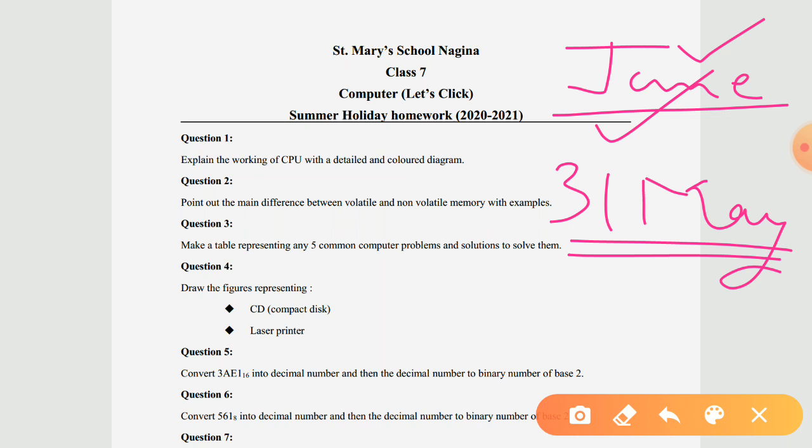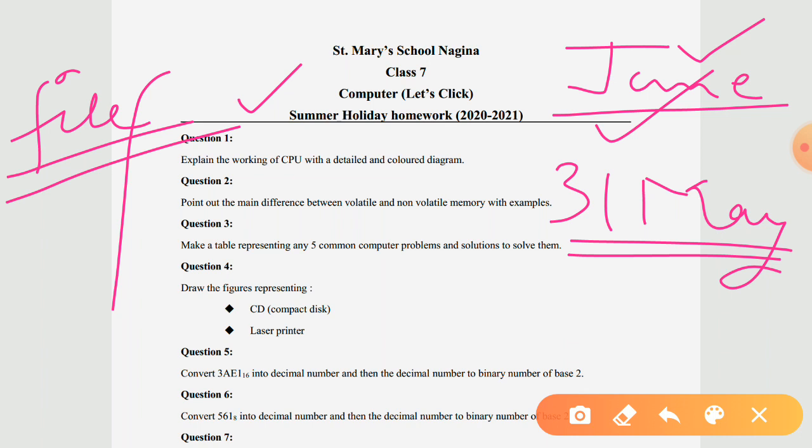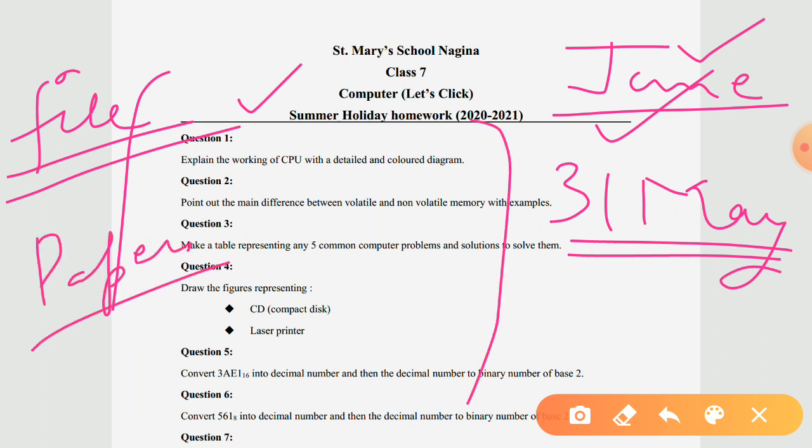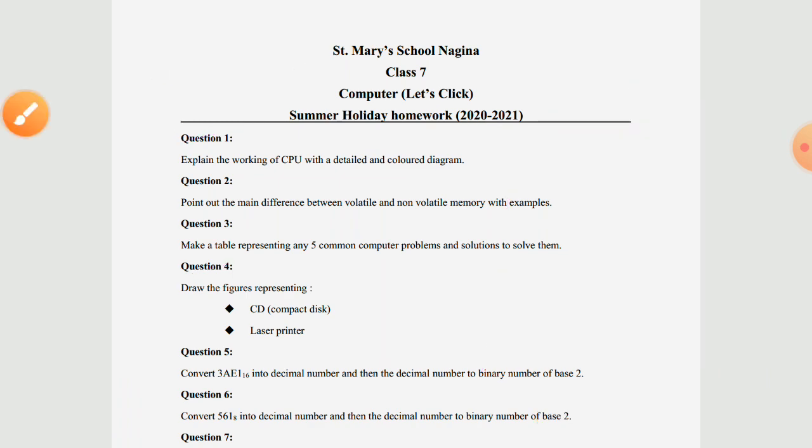So basically here are the questions. You please note down the questions and then try to practice those questions. Okay, now these shops are also open, so you can access those stuff over there also. So you have to write down this overall part in basically a file. Okay, in a file you have to attach some papers. Now on those papers you have to write down all these questions. Okay, now let me read out the questions for you.